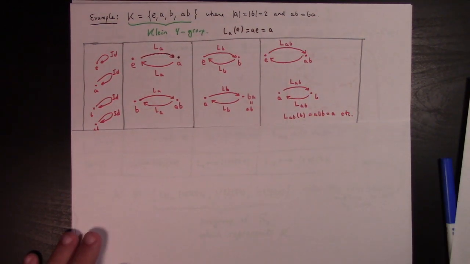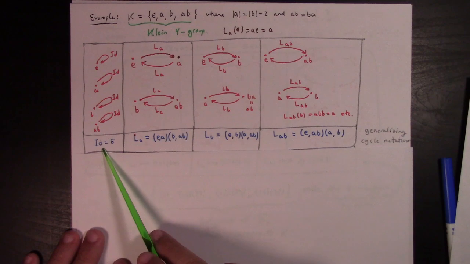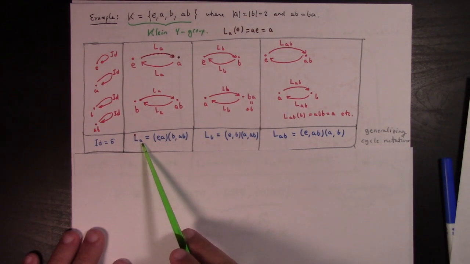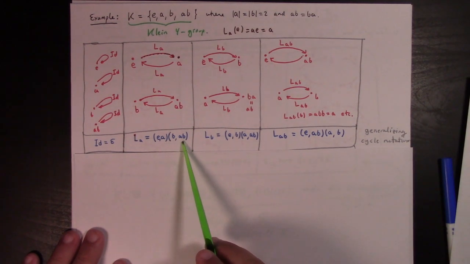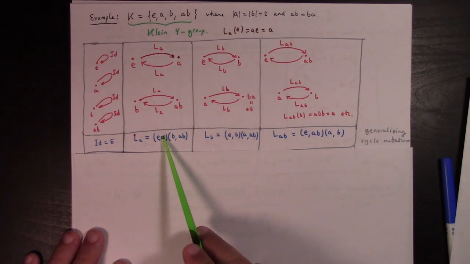Great. Now, one way we could think about this is to generalize our notion of cycle notation, and we could do something like this. The identity is epsilon. Left multiplication by A is literally equal to the composition of this cycle and that cycle, meaning that AB maps to B and B maps to AB, right? And E maps to A maps to E.